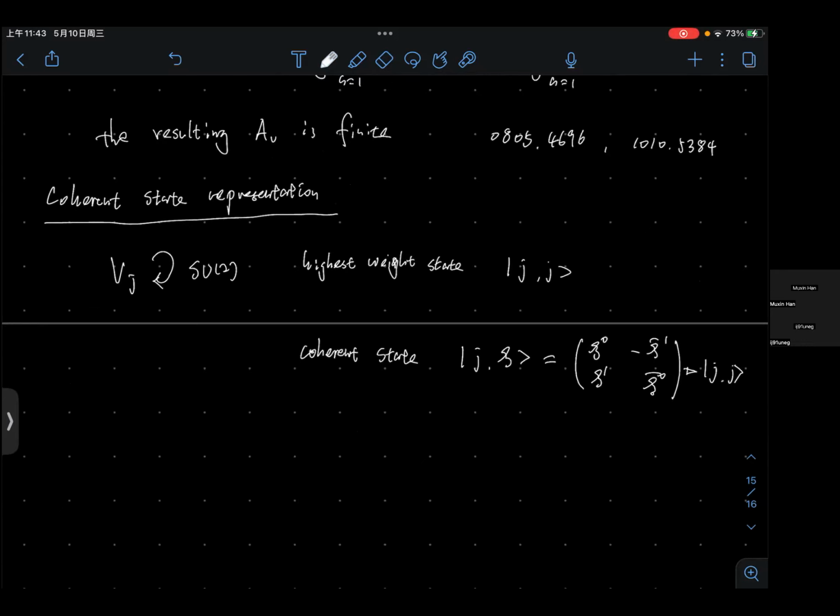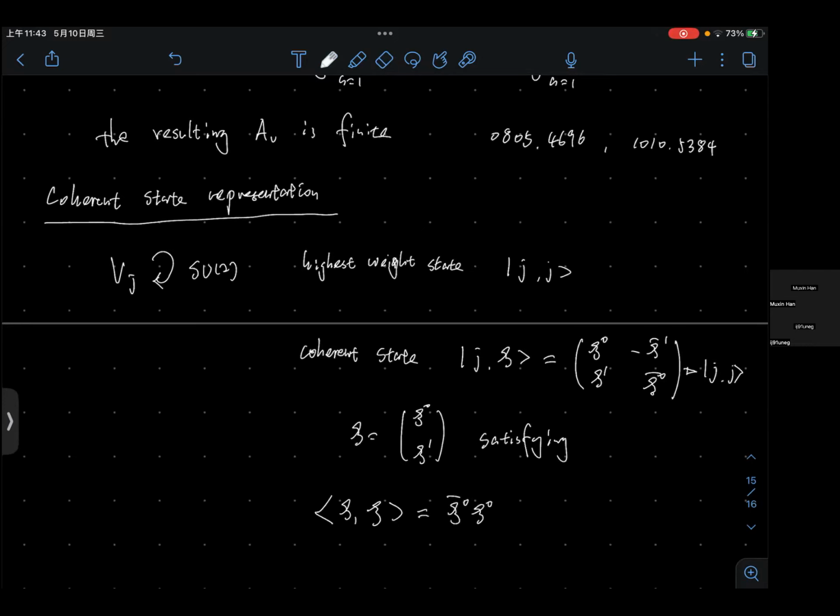And here this Kc is a spinor, (Kc0, Kc1), satisfying the condition that the Hermitian inner product of Kc with itself is normalized. So this Kc is normalized with respect to the Hermitian inner product.